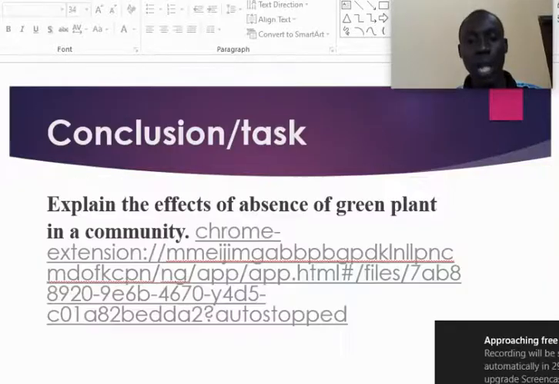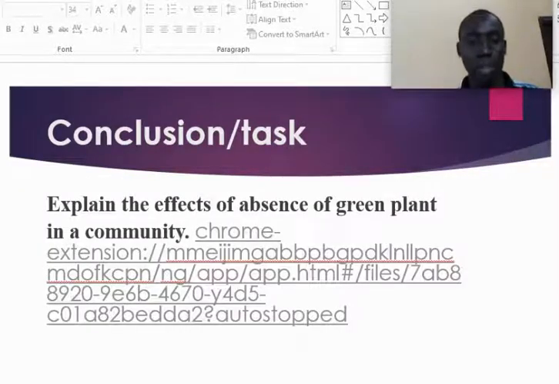Now, today we have looked at the functioning ecosystem. And in conclusion, I want you to look at these tasks carefully and discuss them between yourselves. Thank you and have a nice day.